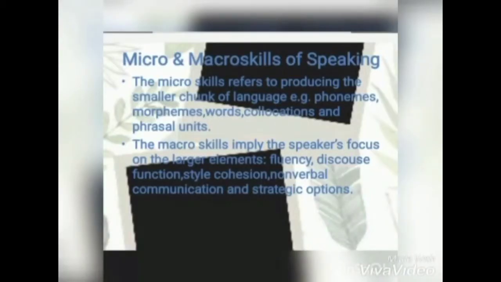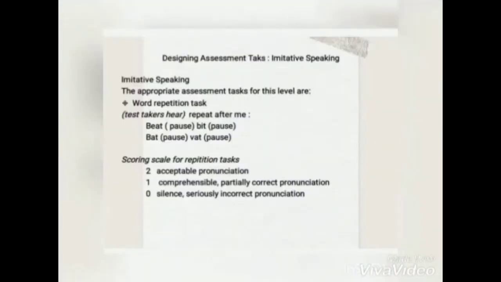Micro and macro skills of speaking. The micro skills refer to producing the smaller chunks of language, for example, phonemes, morphemes, word collocations, and phrasal units. The macro skills imply the speakers focus on the larger elements: discourse function, style, cohesion, nonverbal communication, and strategic options.